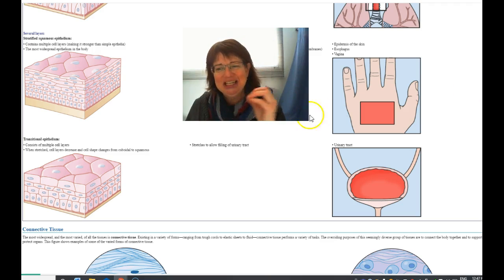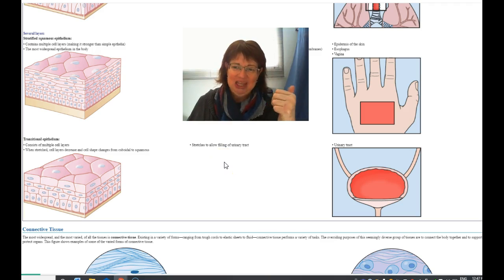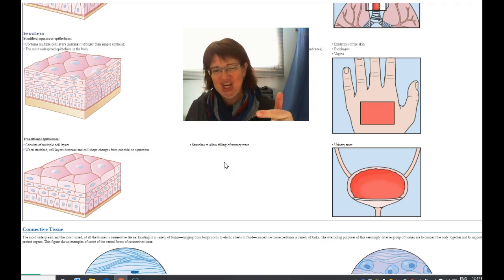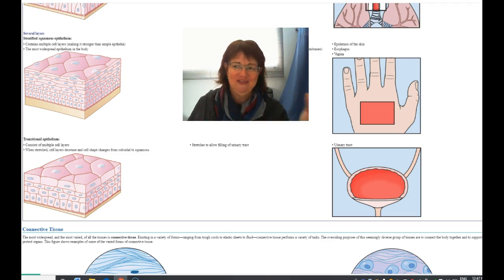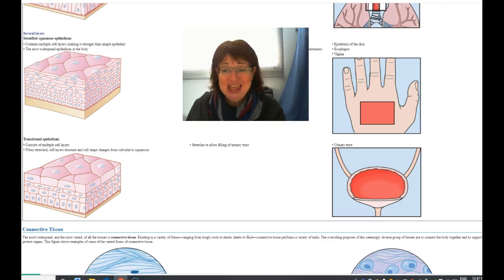So that is the level that you need to know for the epithelial tissue. You need to know the shapes, you need to know the stratifications, or whether it's simple, and you pretty much need to know the functions and the locations. That's pretty much it. Okay?